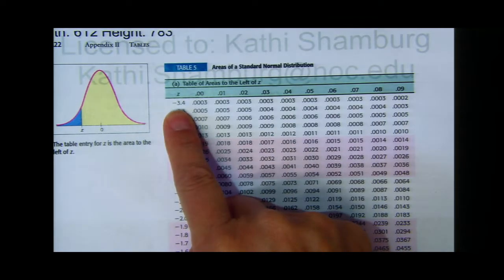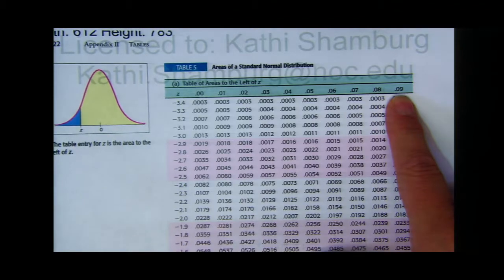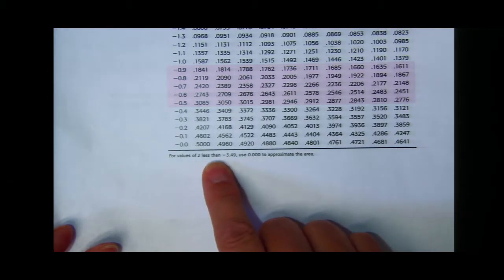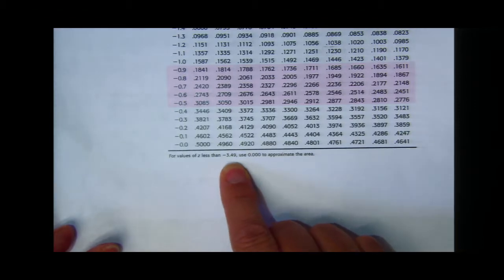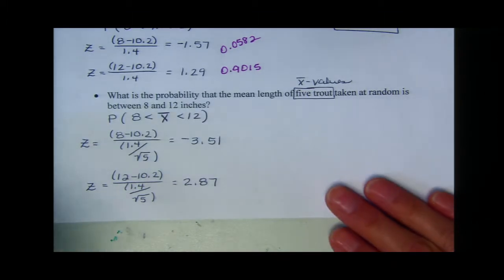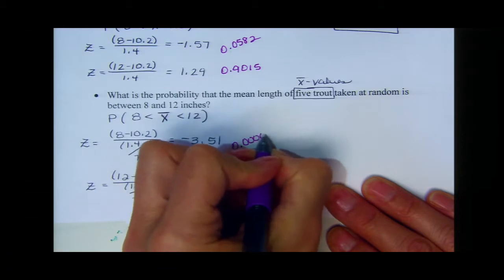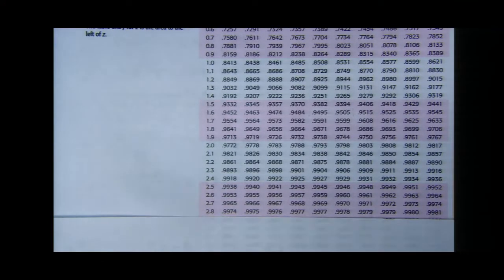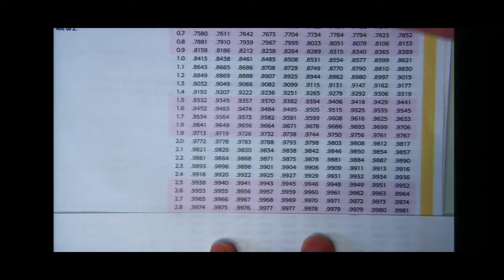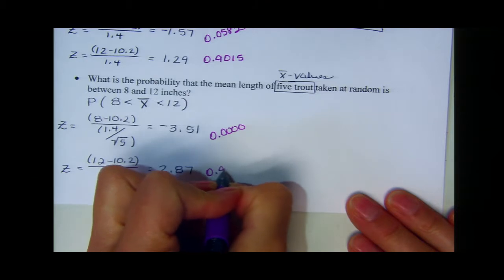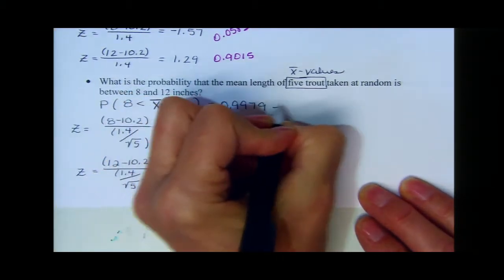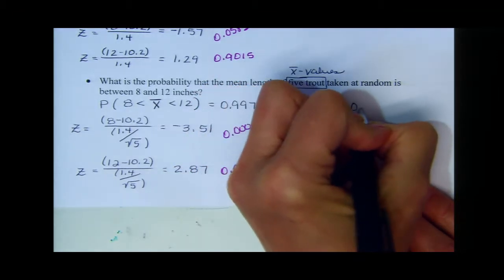I have negative 3.49, but I don't have negative 3.51. So recall, look at the very small print at the bottom, which says if it is a number less than negative 3.49, which negative 3.51 is, use 0 to approximate the area. So here we just use 0. And now I look up 2.87. So 2.8, and then at the top I'm going to locate 0.07, and it's 0.9979. And then we're going to subtract those, which is 0.9979 minus 0, and of course that just equals 0.9979.